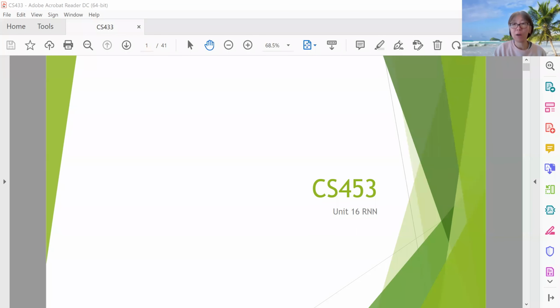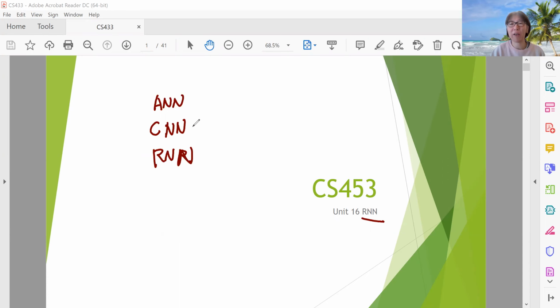Okay, so what today we will do is I'm going to give some idea about another type of neural network for deep learning, RNN. Previously, we learned artificial neural network, ANN. We also learned the CNN, convolutional neural network. So this is another one, RNN. So let's take a look.